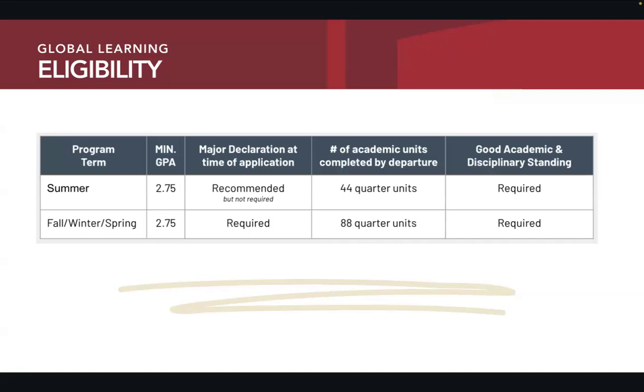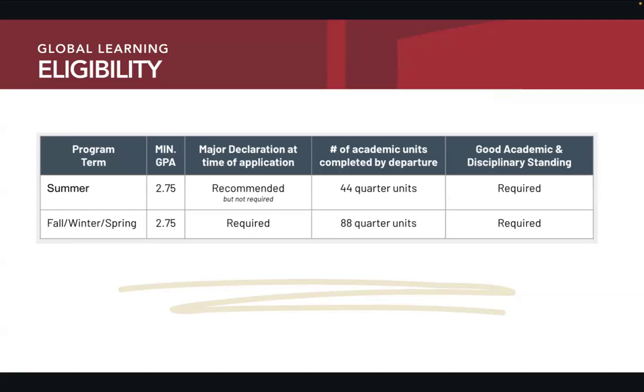The other key piece for eligibility is the number of academic units that a student has completed by departure. So to participate in a summer program, they need to have completed at least 44 quarter units. I would say that after a student completes their first year, so long as they don't have any bumps in the road, typically they've earned that 44 quarter units. So we see students before sophomore year going on a summer program that early, whereas for the fall, winter, spring program, the students need to have acquired 88 quarter units by the time they depart for the program. And for that reason, students don't study abroad in these terms until junior or senior year.